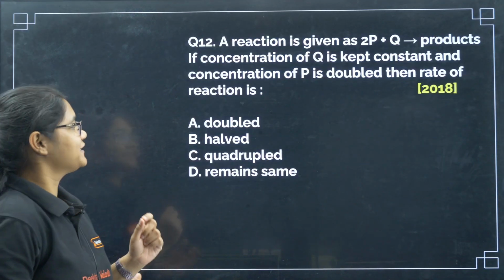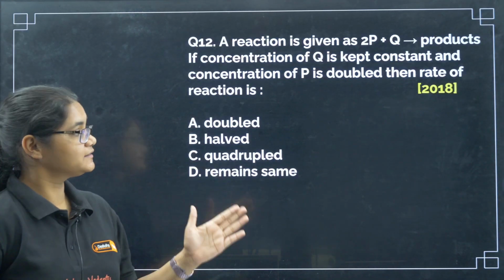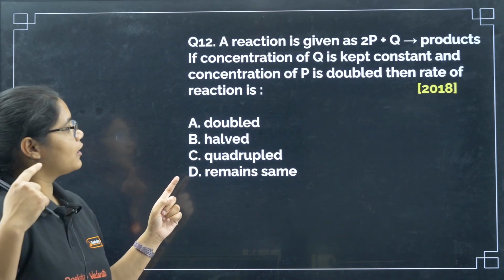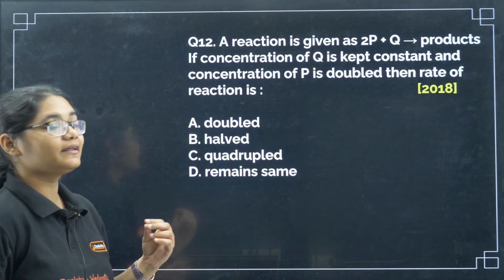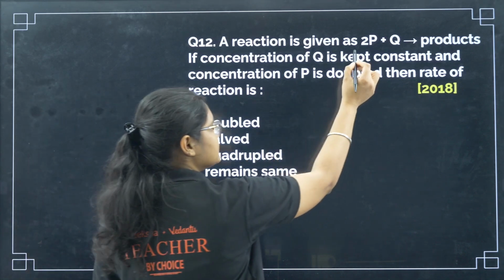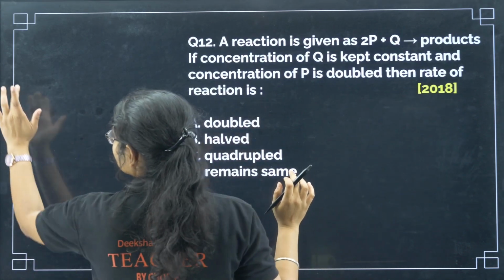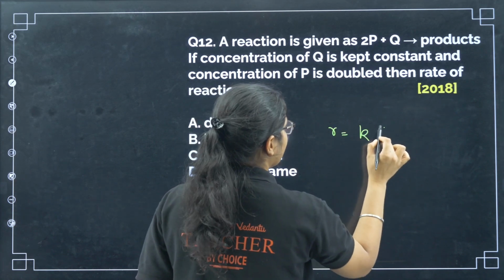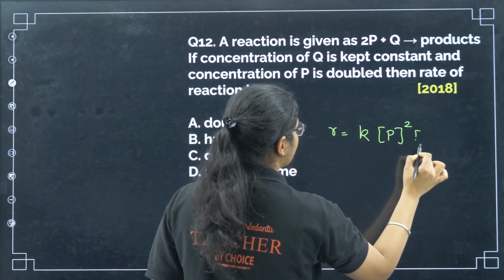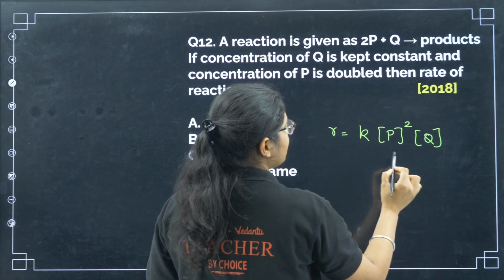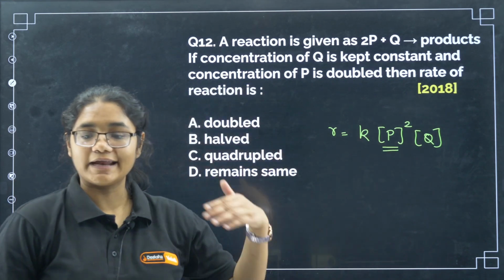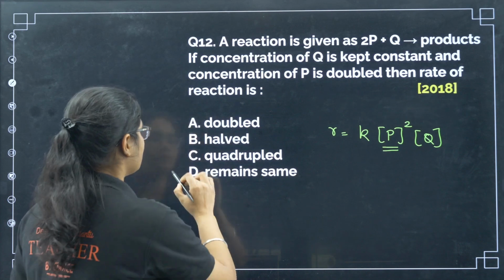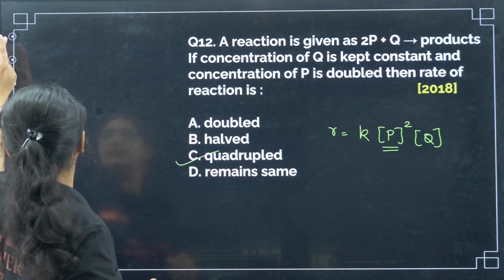Let's see the next question here. A reaction is given as 2P plus Q gives products. If the concentration of Q is kept constant and the concentration of P is doubled, then the rate of the reaction is... So from this equation I can write rate is equal to K into P square into Q, right? If I double the concentration of P, then the rate will become 4 times, right? Because 2 to the power of 2 will become 4, so the rate will be quadrupled, option number C here.